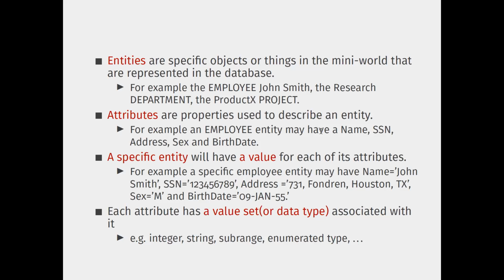Now, entities, as we have already seen, are some objects and they represent the database. So when you say employee, a particular name, John Smith, or research department, or product X, they are entities. Then we have properties, which describe the entity, which we call attributes. So when you say employee name, it's an attribute.